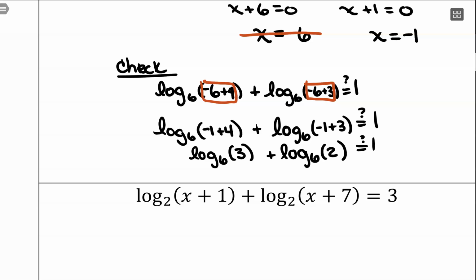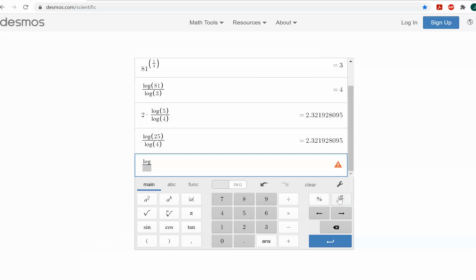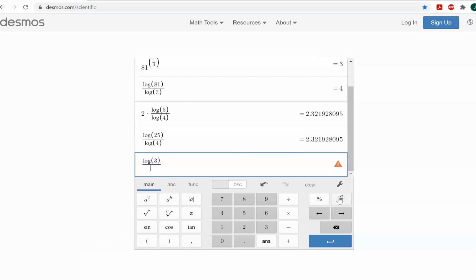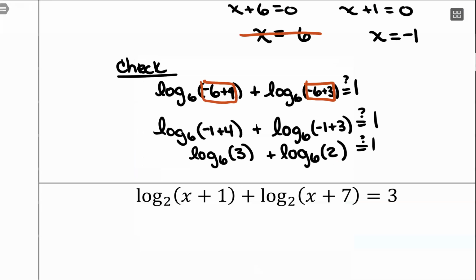And then what I'm going to do is just go to the calculator there. I'll need to use my change of base formula, but logarithm of 3 over logarithm of 6 plus logarithm of 2 over logarithm of 6. And there's our value of 1. So that one checks out. So x equals -1 is a solution.